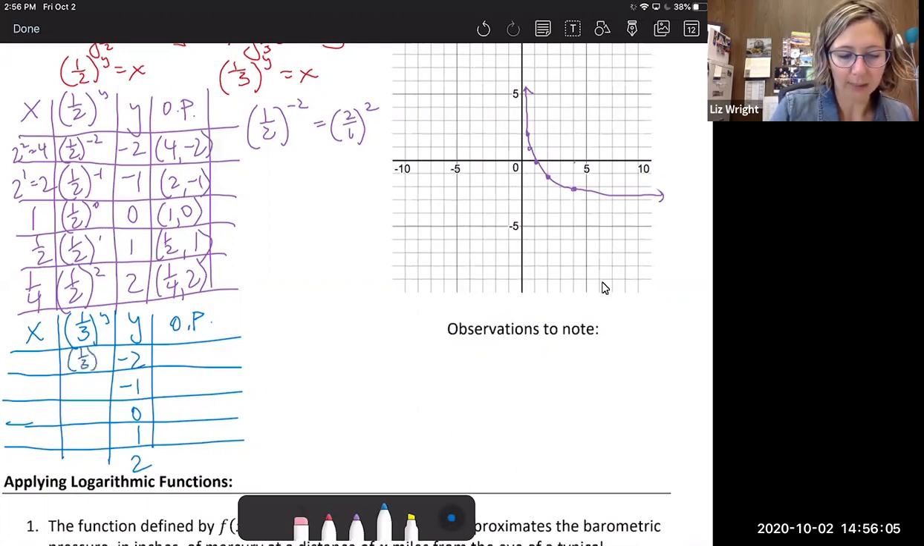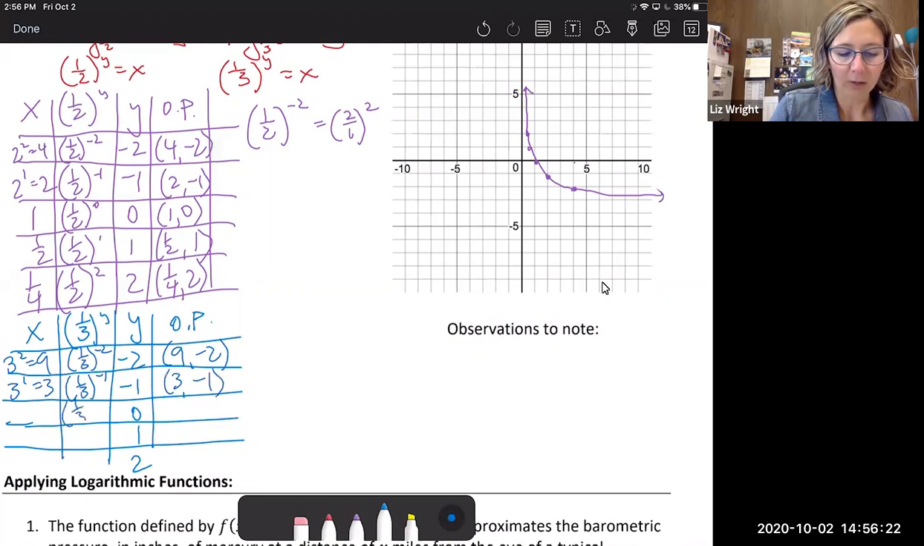1/3 raised to the -2nd. So again, that's going to be like 3 squared, which is 9. And that's going to be (9, -2). Then we're going to have 1/3 to the -1st, which is going to be 3 to the 1st, which is 3. So then we're going to have (3, -1).